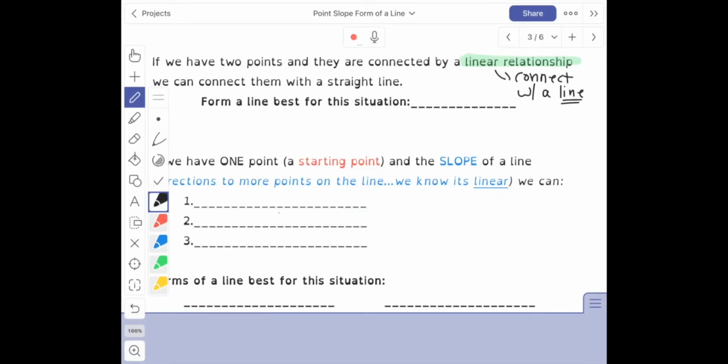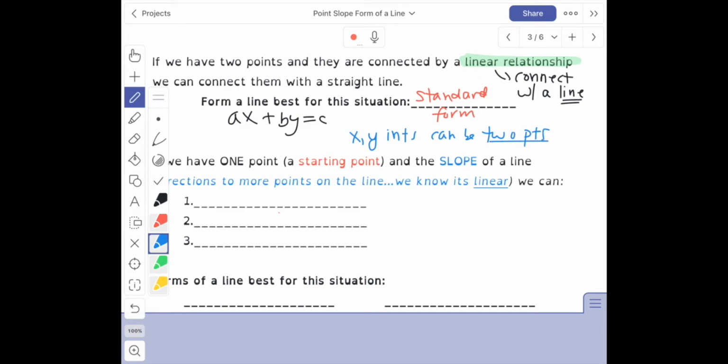by looking at standard form. Standard form, right, which was our ax + by = c. And again, we should know the name. That's standard form. So if we have standard form, we could get 2 points. We could just use the x- and y-intercepts as our 2 points. And if we have 2 points and we know that it's linear, we simply connect them with a line.